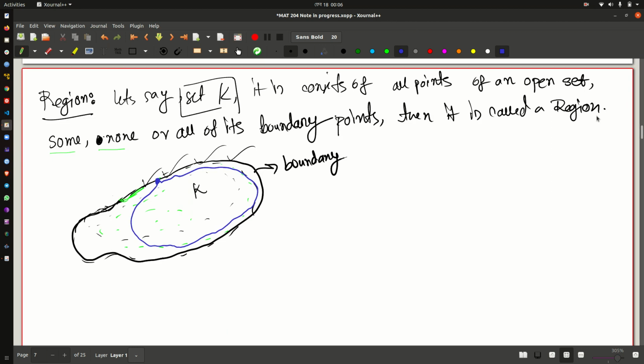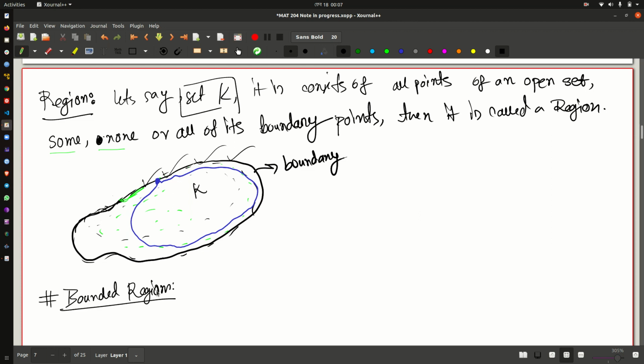Now there can be different kinds of region, and we are mainly interested in bounded and compact regions, so let us define those things as well. First we want to define what bounded regions are. A set containing all the interior points of an open set and some, none, or all of its boundary points is a region.